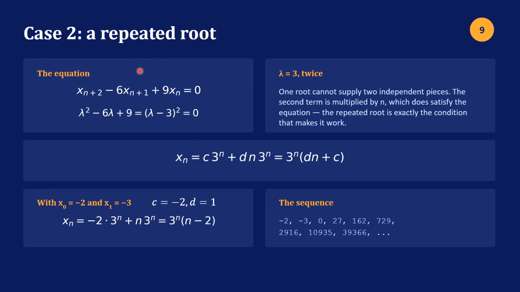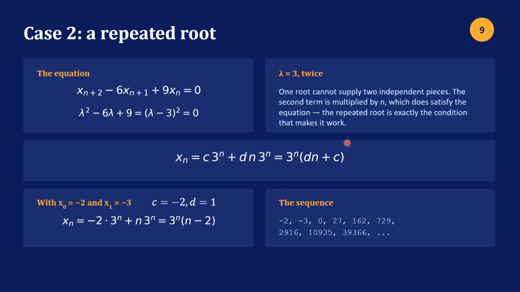In this example, we have a repeated root. We have this difference equation, and if we let x sub n equal lambda to the n, and then divide out the lambda to the n after we plug it in all three of these here, we get this equation, which factors as lambda minus 3 squared. So we only have one root, and that can't give us two independent pieces. One piece is 3 to the n. We need another independent piece, and we get that by multiplying n times 3 to the n. So this is our general solution, 3 to the n times d n plus c.